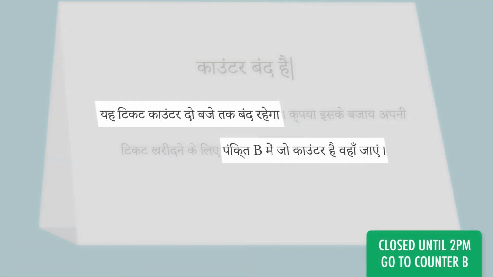The notice says that the ticket counter is closed until 2 p.m. and that you should go to the counter in row B instead.